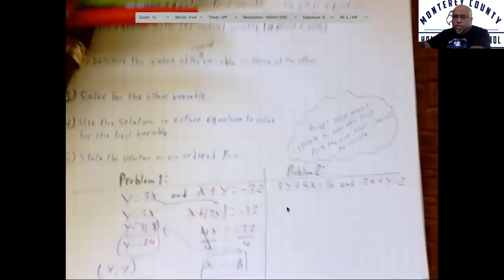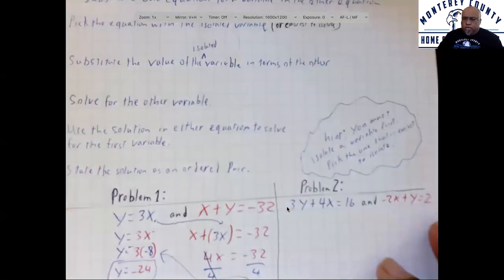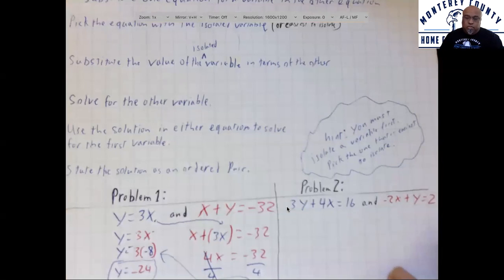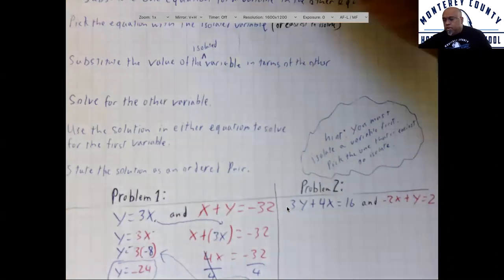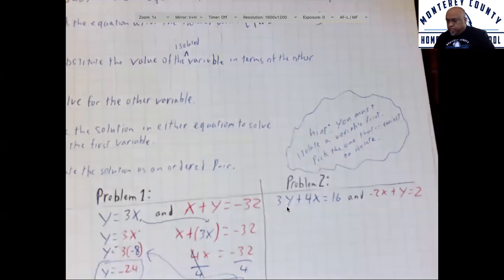Now, is it necessary to pick the easiest one? Feel free. Go ahead and pick the hardest one. Nico, if you want to go ahead and pick the hardest one to isolate, or Evelyn, go ahead. But it's just going to take you more time. So my recommendation would be to pick the easiest one to isolate to take less time.